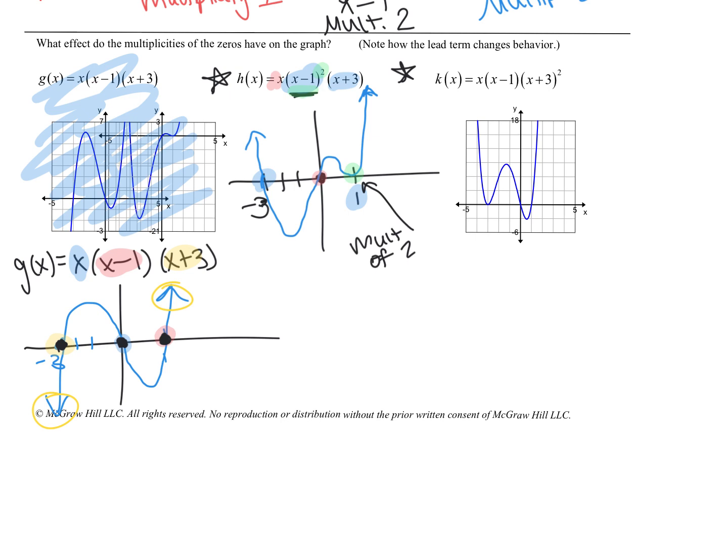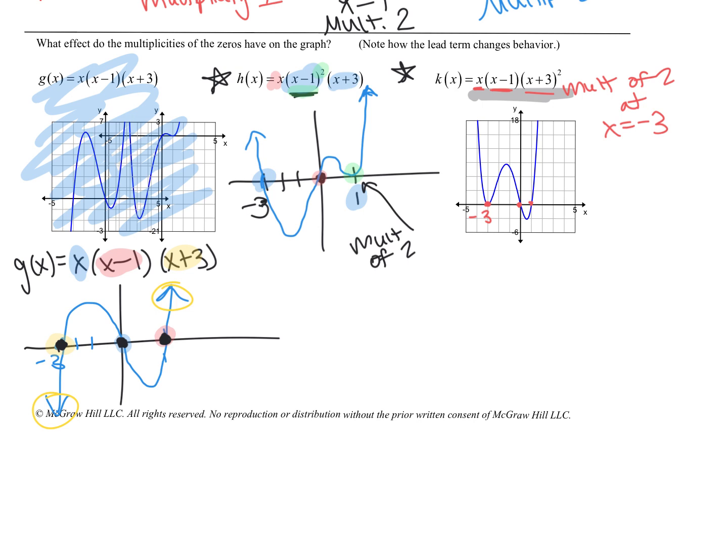Now let's look at what happens with this last example. So we have a 0 at 0, which is right here. See how it's crossing? We have a 0 at +1, which is right there. It's crossing. And then we have a multiplicity of 2 at x equals -3. So if you notice at -3, it just barely touches. They like to call it a kiss. It just barely touches and it goes back up. So that is what our multiplicities look like with those.